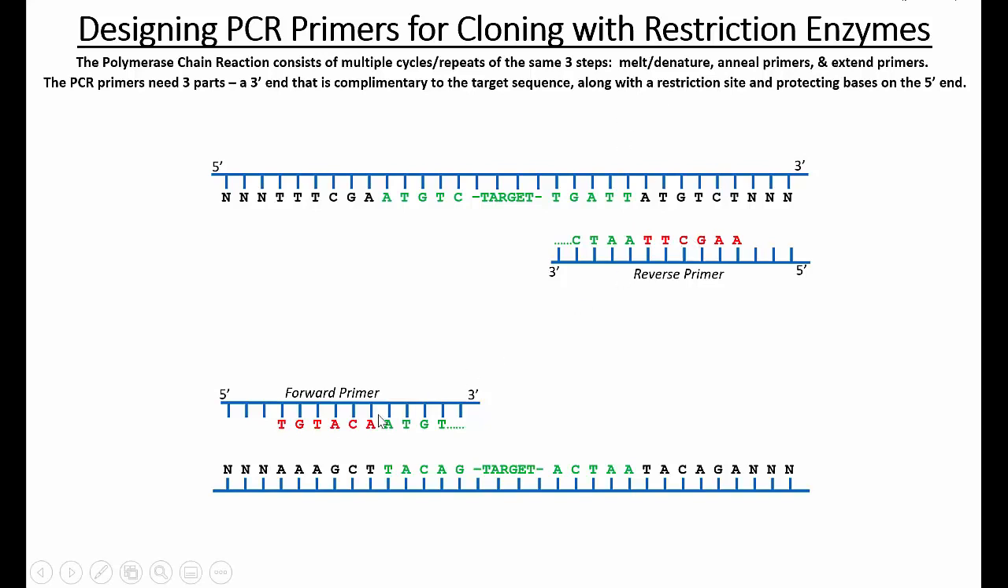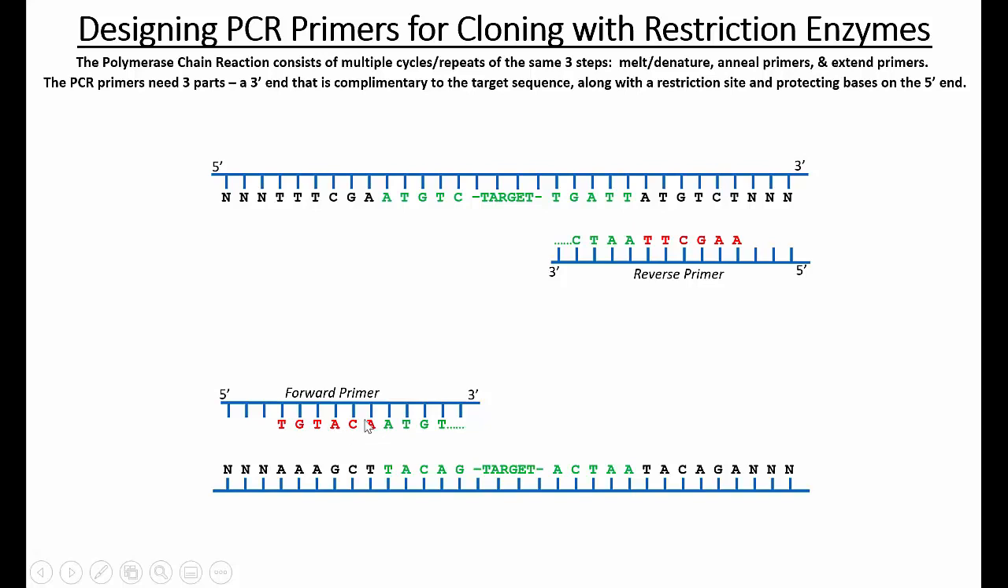Now, these are just arbitrary restriction sites, but I do want to point out that they are not strictly complementary to the target sequence here. Remember, on the 5' end of this primer, I don't need to have complementarity. As long as I've got a good region of complementarity on the 3' end, I can put whatever I want on the 5' end, including these restriction sites.